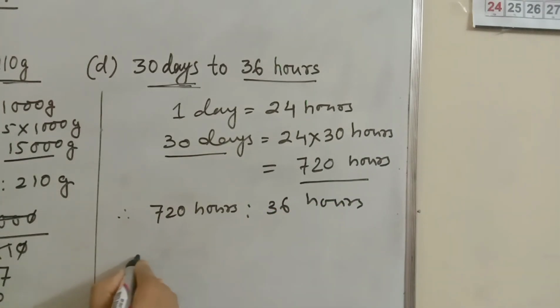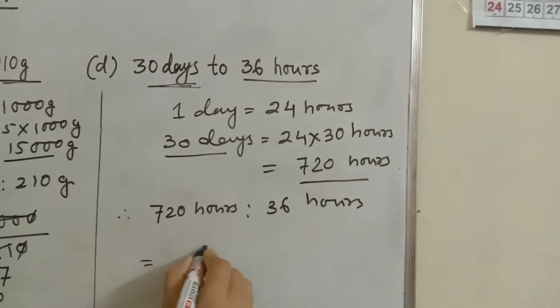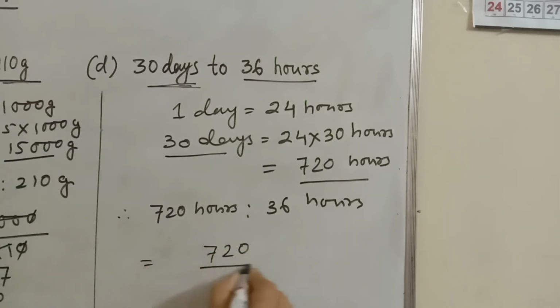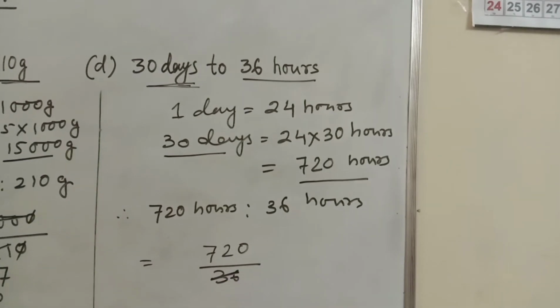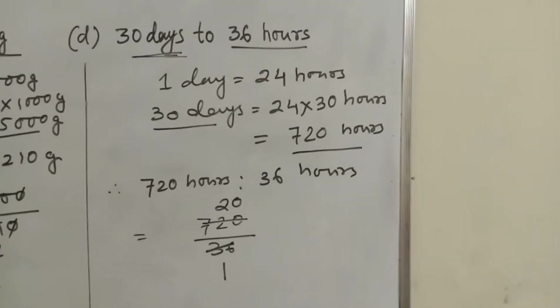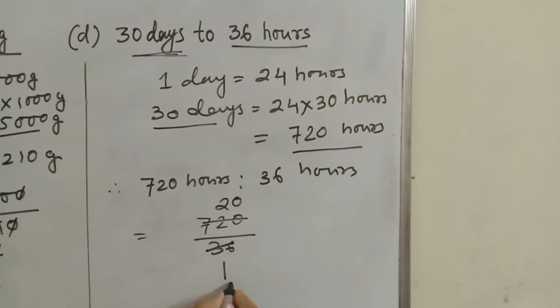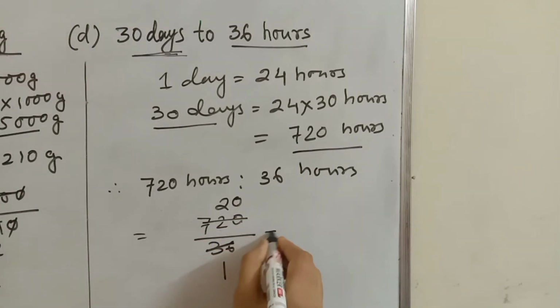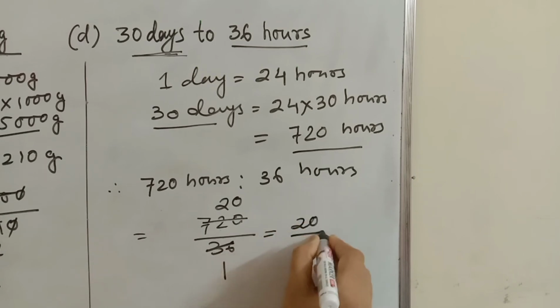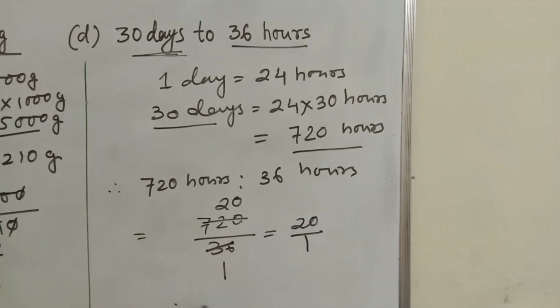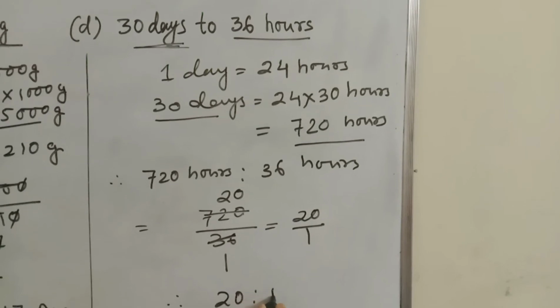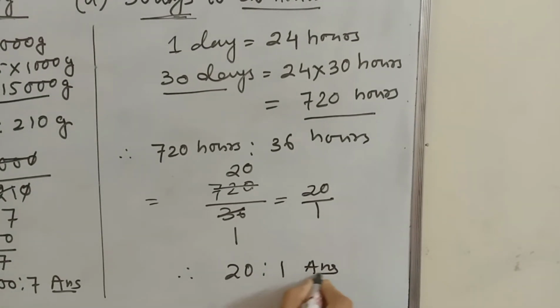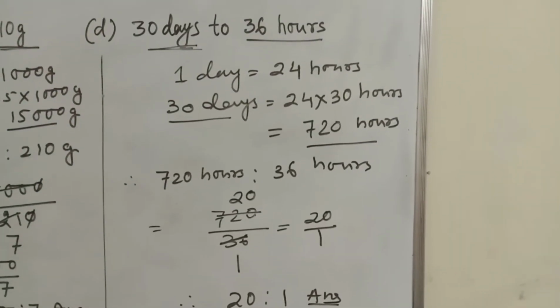So you can do the simplest form now, 720 by 36, hours cancel. Now 36 cancel it, 36 1s are 36, 36 2s are 72, 1 0 was there, so 20. So 20 by 1, therefore the ratio is 20 is to 1. Understood? Come to the next question.